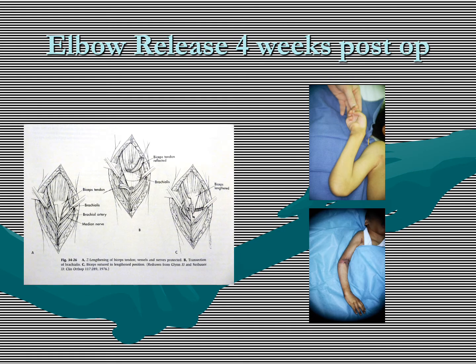Here is the diagram showing the surgical plan for a Z lengthening of the biceps tendon, and in addition to that, you can do a partial or complete myotomy of the brachialis muscle. In some cases of severe contracture, you need a skin graft at the front of the elbow, as you can see here, but at the 4-week follow-up, you can see that the posture of the elbow is much improved.